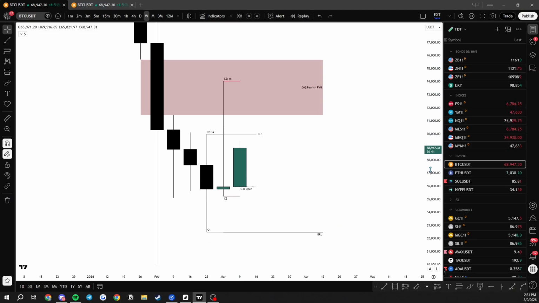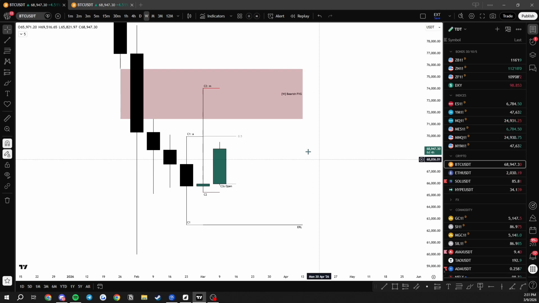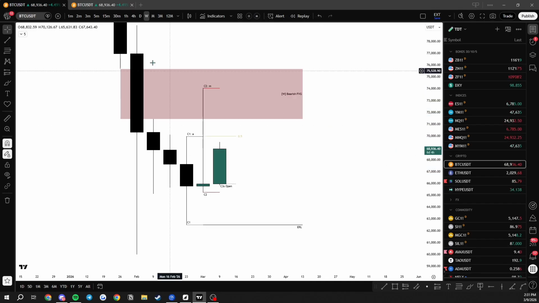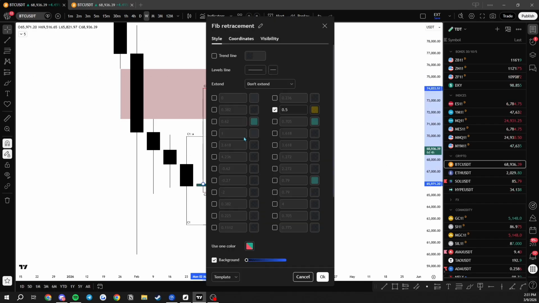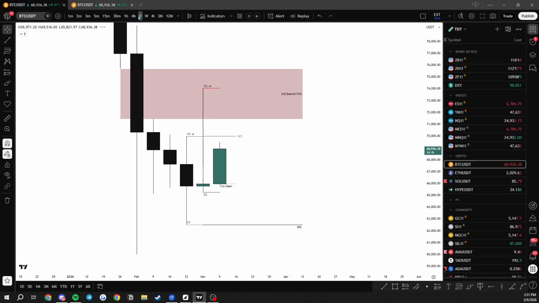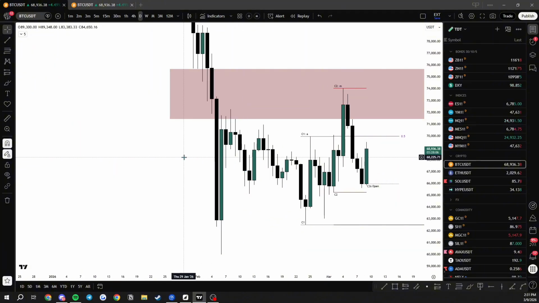So now what we're going to do is drop down into the daily. But first, let's change the color of this. Do yellow. Actually, that's a little bit difficult to see. All right, we'll go with purple. Okay, so now we're going to drop down to the daily.